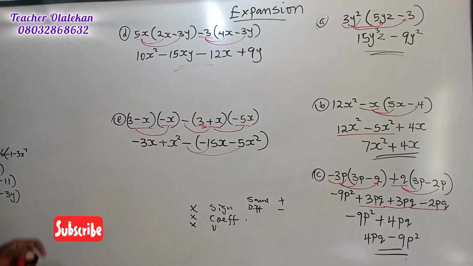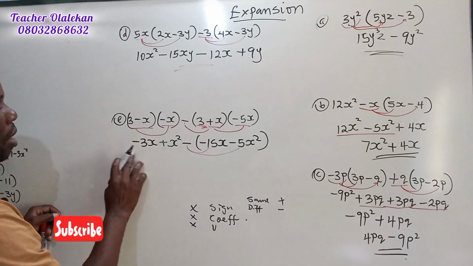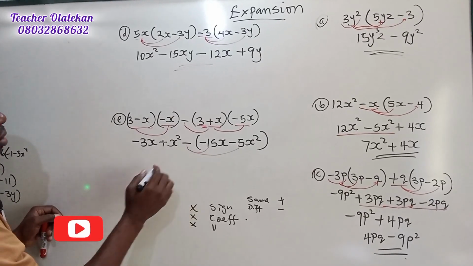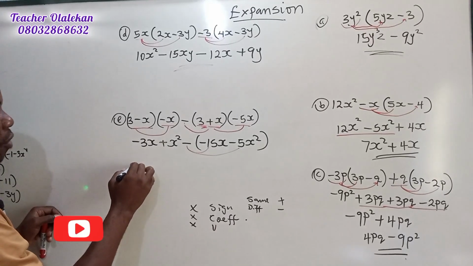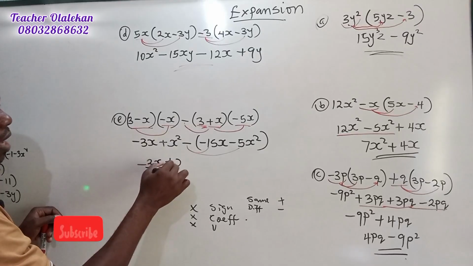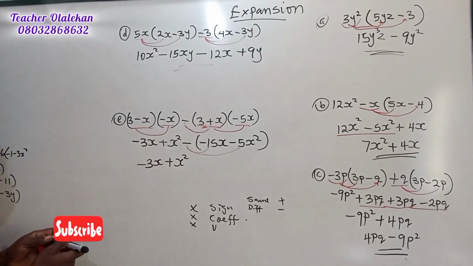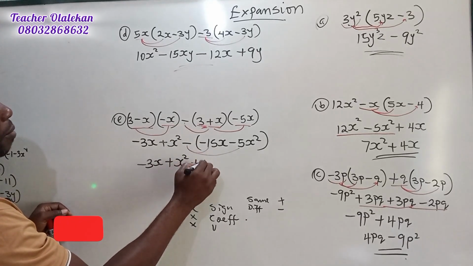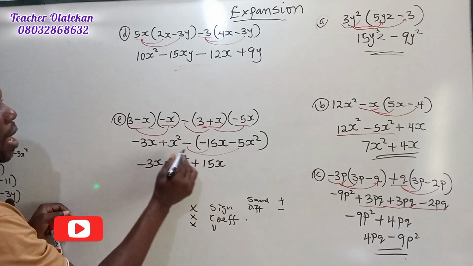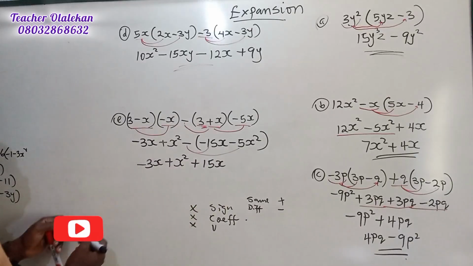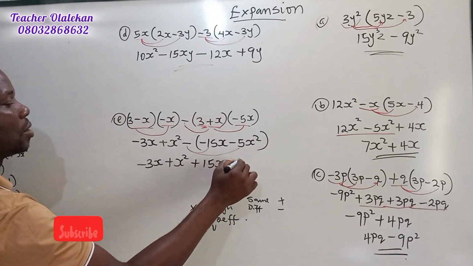Are we there? So now let's proceed. What is negative times positive here? Positive. So now let's add the other terms. Let's bring them down. That's negative 3x plus x squared, right? So this will be what? Positive 15x minus 5x squared plus 5x squared.